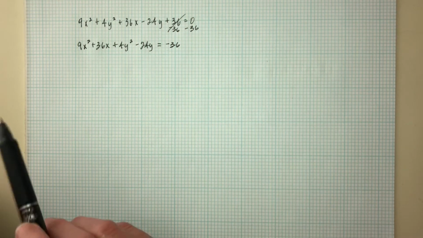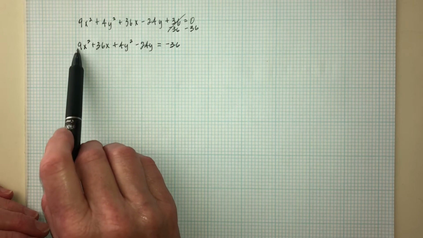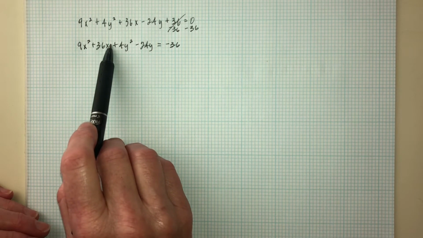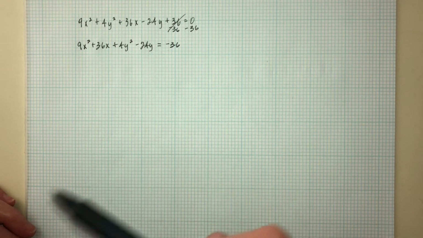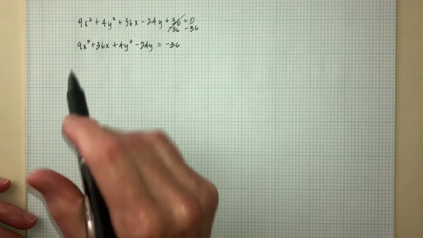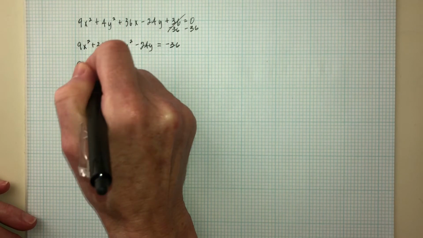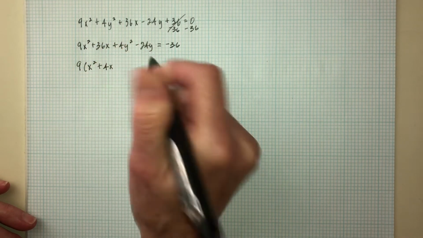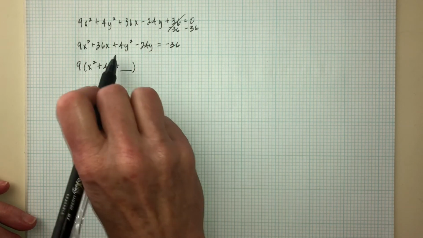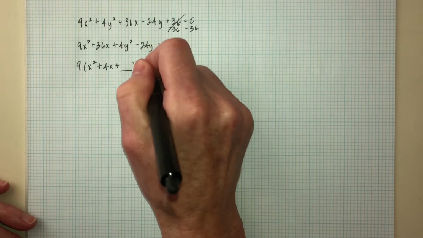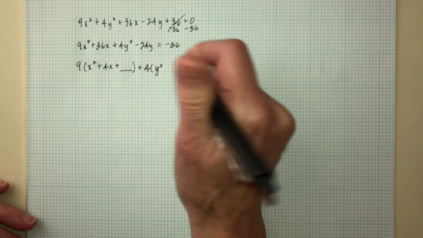My next step, I'm going to rewrite this and do a couple things at the same time. I'm going to factor out any GCF of the x terms, and I'll do the same for the y terms, but I'm also going to leave a space for what I'll add when I complete the square. So that's what this looks like. Factor out that 9, and I get x squared plus 4x, and then I'm going to leave that space because I know I'm going to add something to complete the square. Same thing here, we factor out the GCF of 4, and I rewrite this.